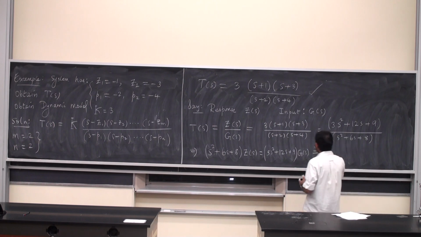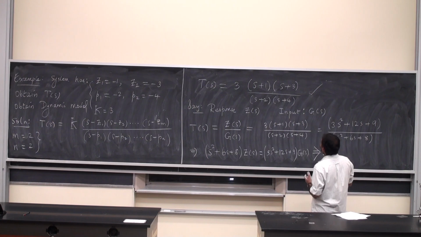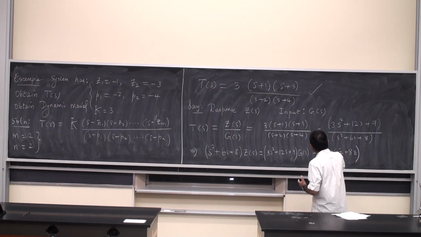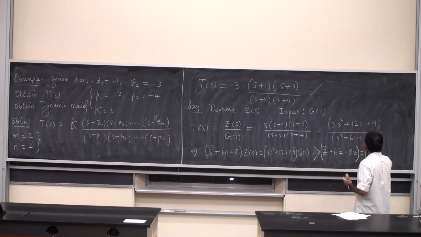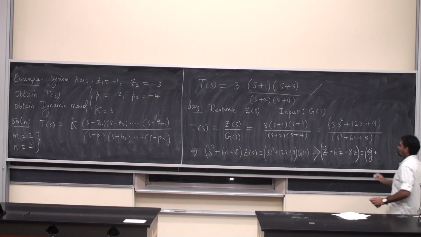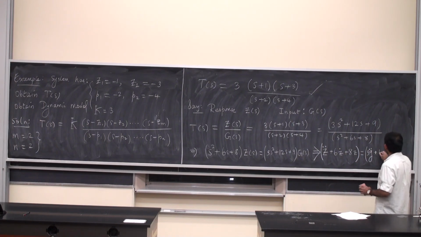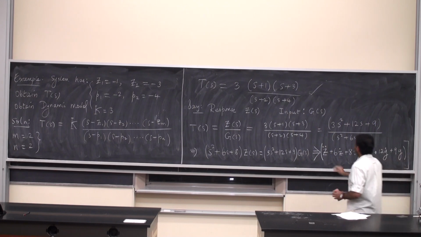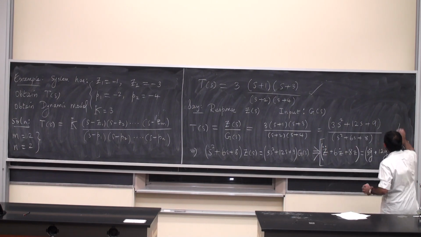So I have the following. This is now going to be z double dot plus 6z dot plus 8z, equal to 3 g double dot plus 12g dot plus 9g. This is the system model.